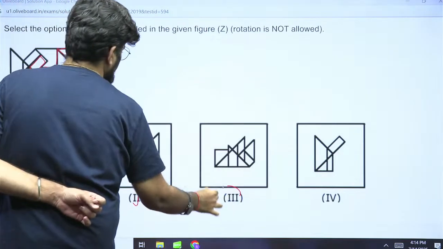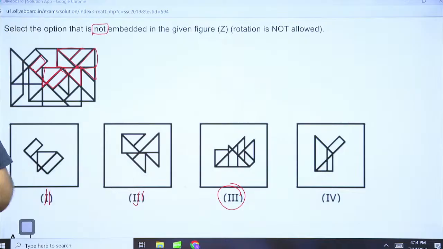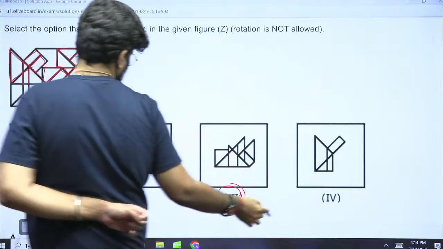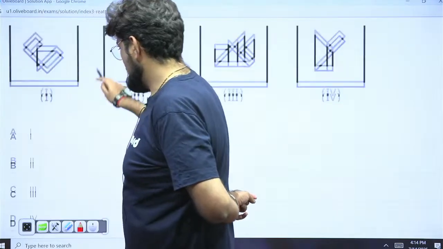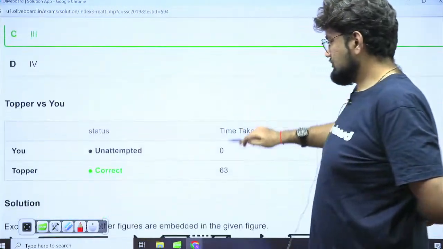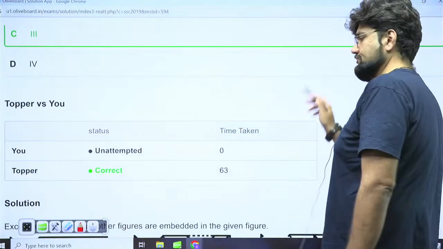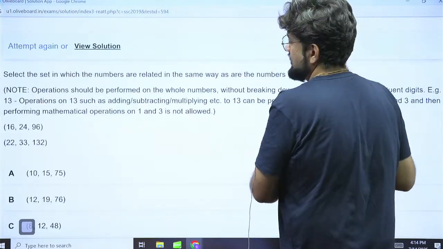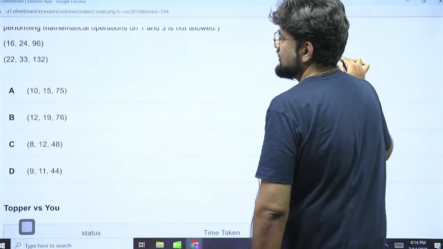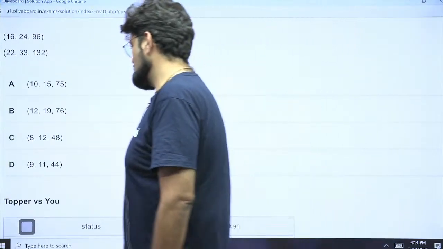This figure I can't see. But what about the fourth one? We need to locate the fourth one. Oh, it's here. So figure 3 is the correct answer. Cool. Which one you cannot embed here is figure 3. 63 seconds. Still not bad. But in this question, what he did is, he did not take risk. So he confirmed it very nicely. But he got it right is what is important. This is pretty easy. You get it right away.